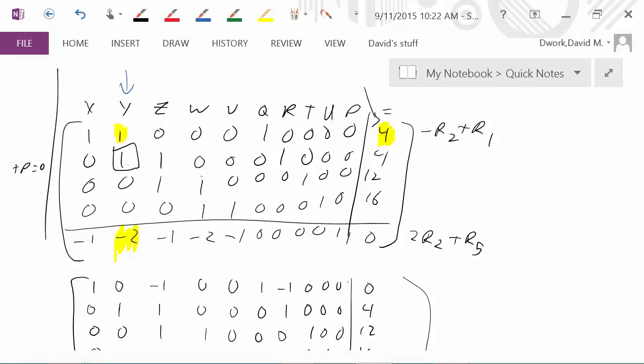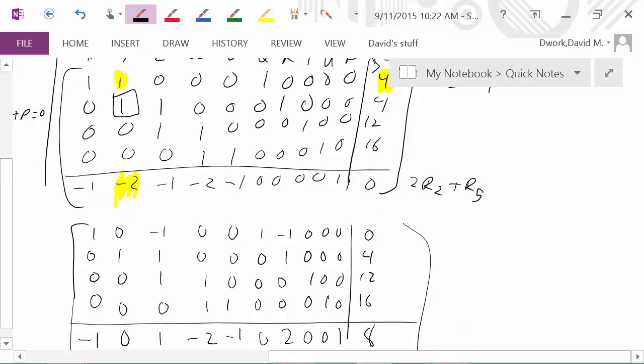So now, how do I know what numbers to pick? Well, the goal is to get every number in this column to be a 0 other than the number you pivoted around. It doesn't have to be a 1. That number can be anything. I just need every other number to be 0.